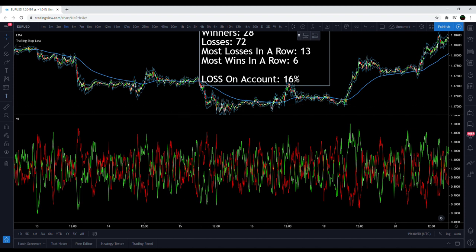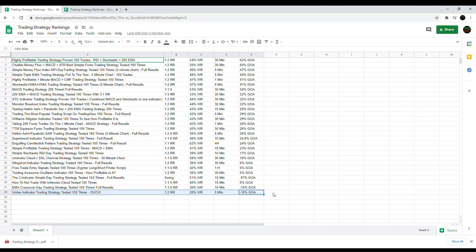So I'm going to pull up the little ranking sheet here. And here we have the Vortex indicator trading strategy on the ranking sheet in last place, 28th place. Out of all the tests, it performed by far the worst.